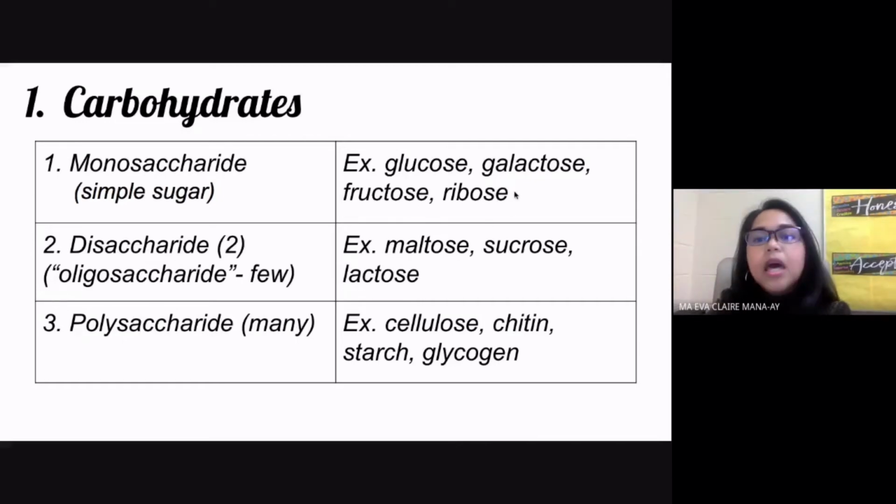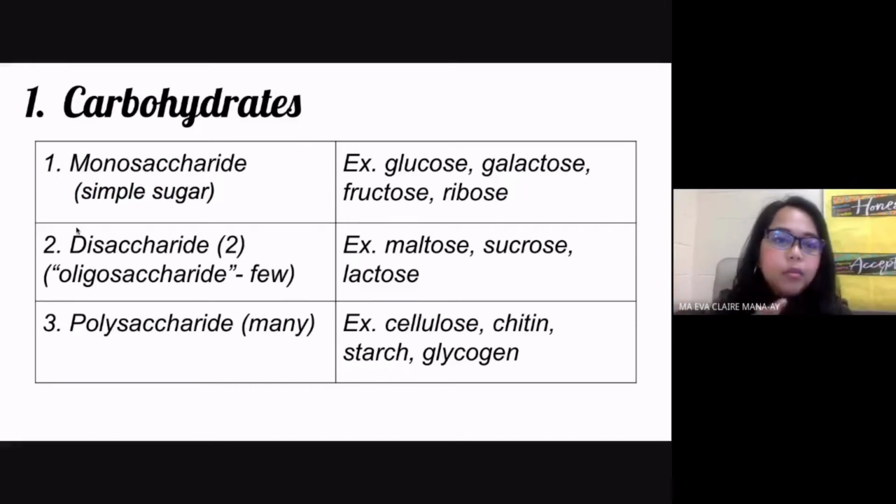Now, another type of monosaccharide is ribose. This is a 5-carbon sugar, and you find this, of course, as a very important part of your nucleic acid. We are going to discuss that later. So again, these are the 4 different types of your monosaccharide. Again, monosaccharide, there's only 1 unit of sugar that you have.